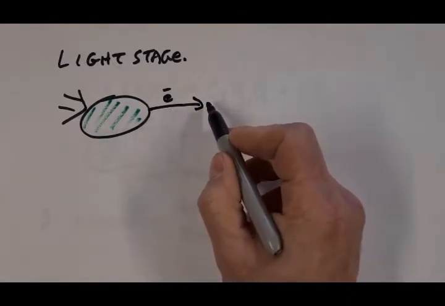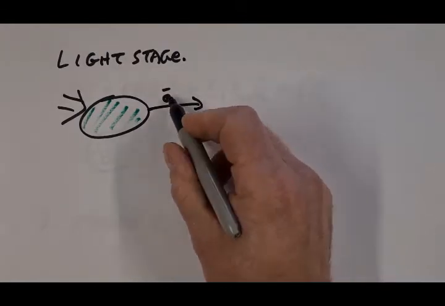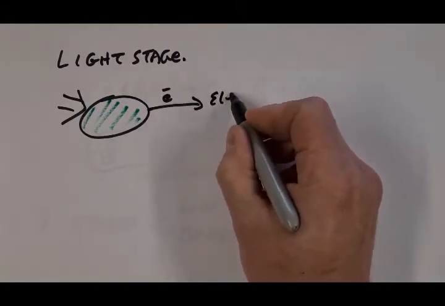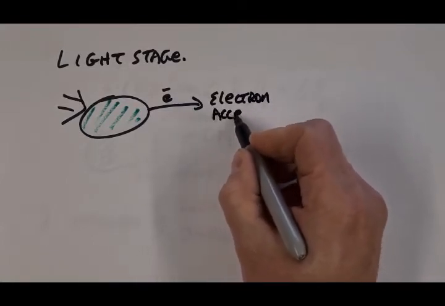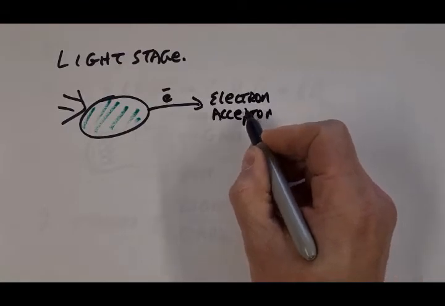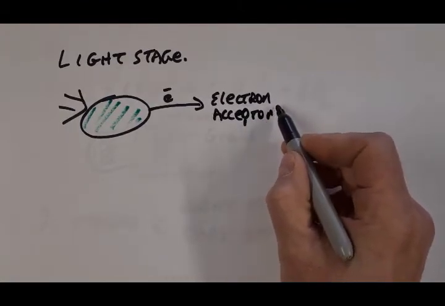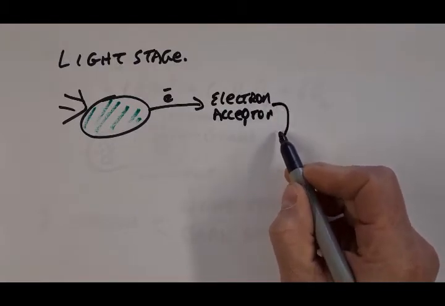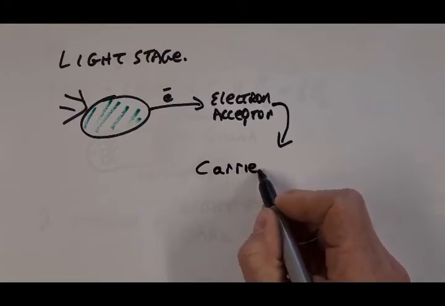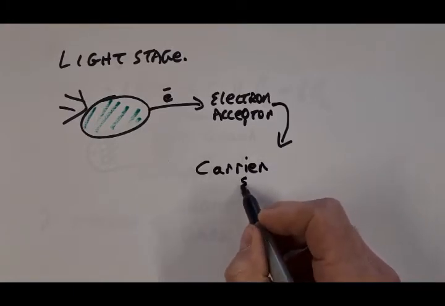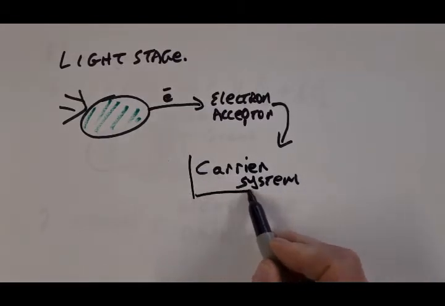The path is controlled by a molecule which is known as an electron acceptor. So the electrons are picked up and controlled by an electron acceptor. We don't need to know the name of this electron acceptor. The electron acceptor passes the energized electrons onto a carrier system. There's actually 3 separate molecules in the carrier system, but we're just going to call it a carrier system.